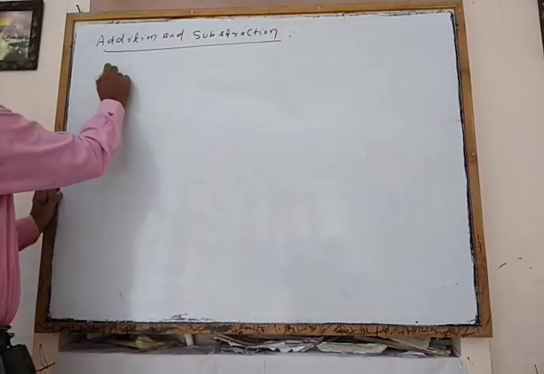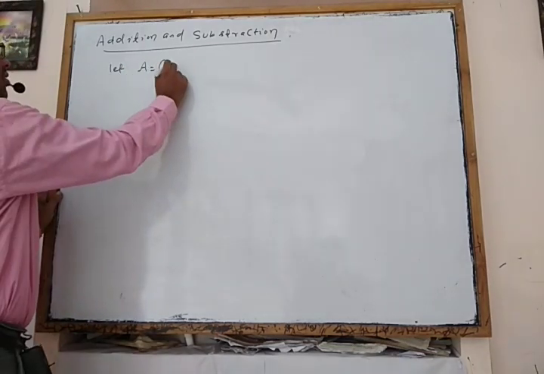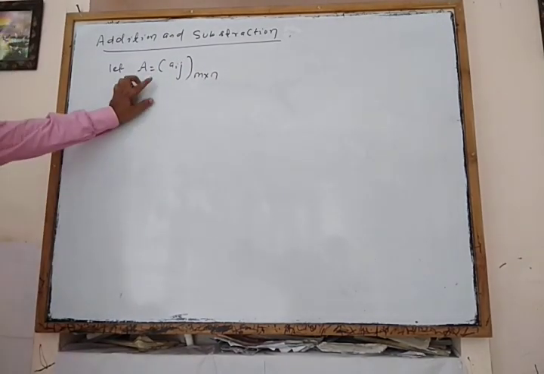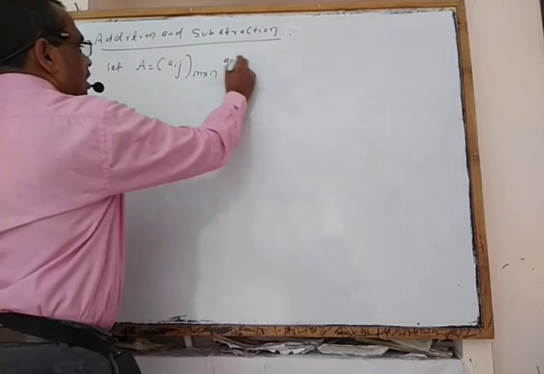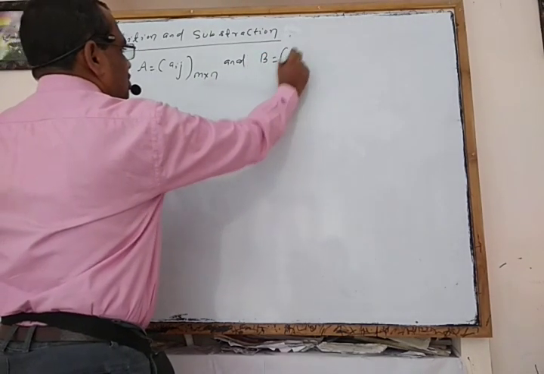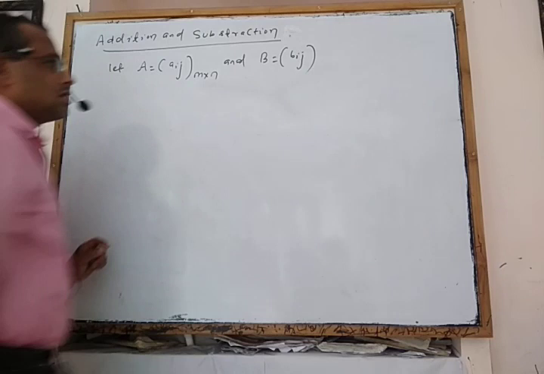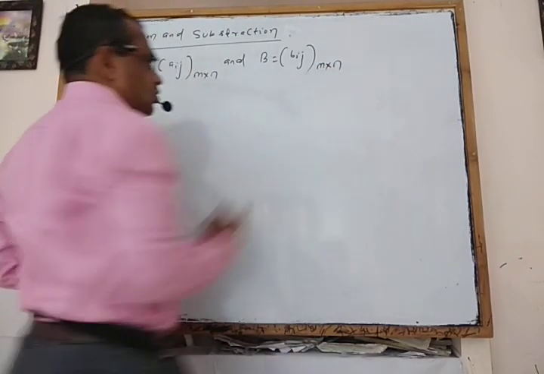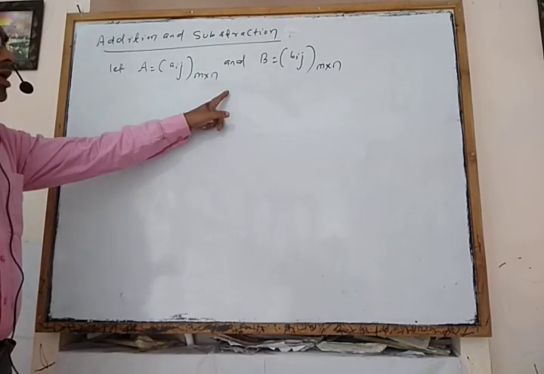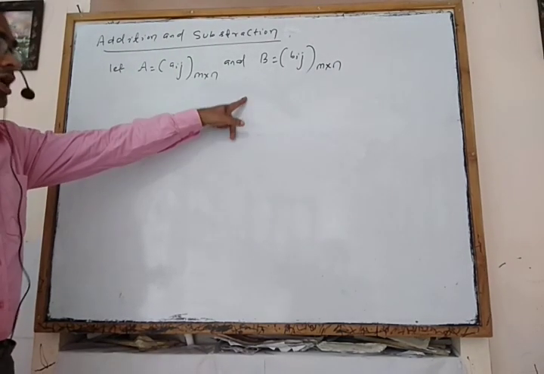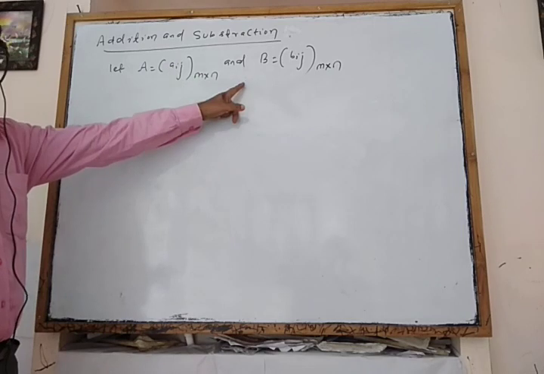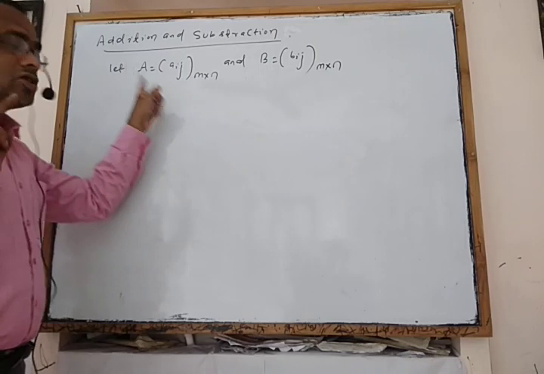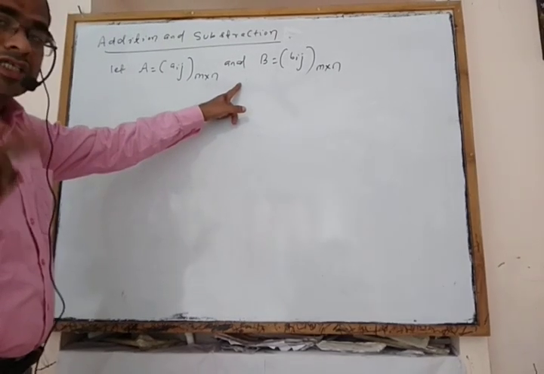For example, let A is equal to Aij be a matrix of order m cross n and B is equal to Bij be a matrix of order m cross n also. And addition is possible only if the order of both matrices is the same. If the order of the matrices are not equal, then the addition and subtraction are not possible. So addition and subtraction are possible only if the order is the same.